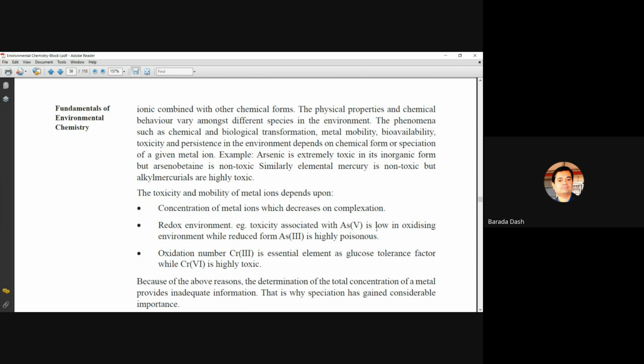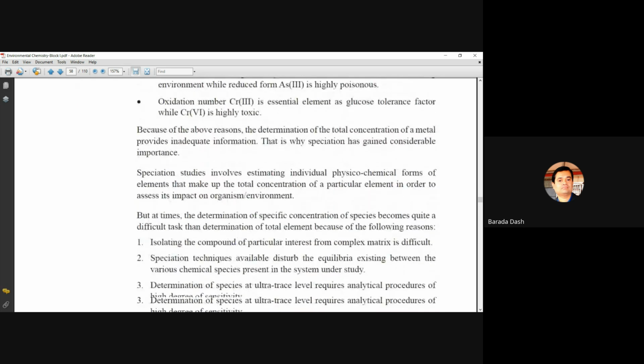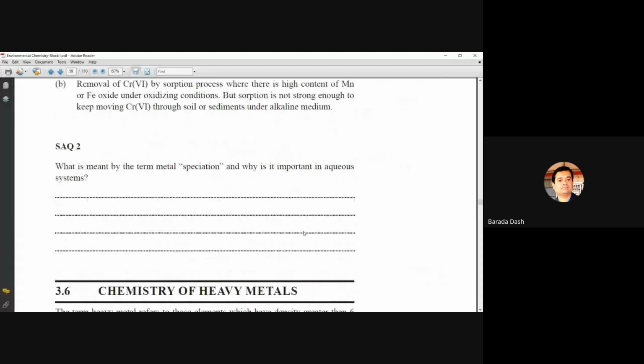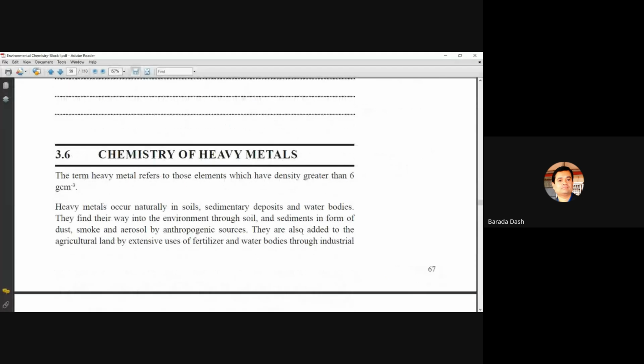So basically the toxicity of mercury varies from one form to another. The same chemical or same metal in a different form will be toxic, but in another form it will be non-toxic. So the toxicity and mobility of a metal ion depends upon the concentration of metal ions, which decreases on complexation. So, redox chemistry of heavy metals. So next is heavy metals.